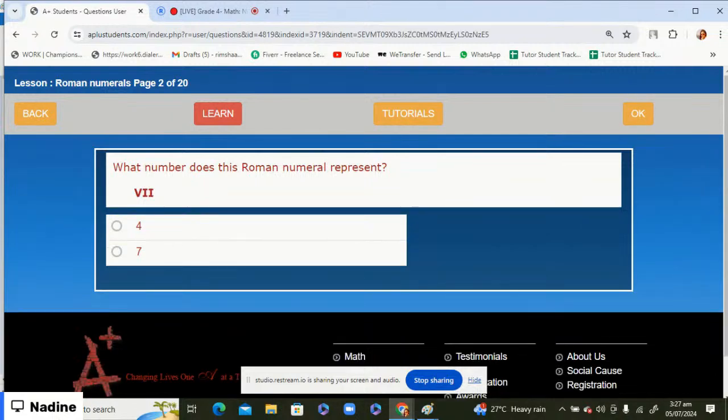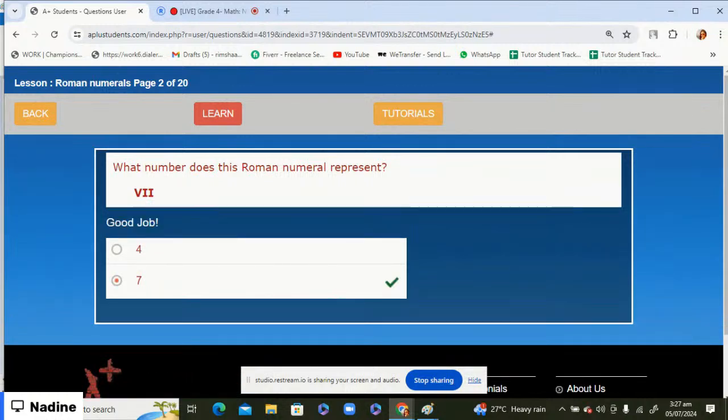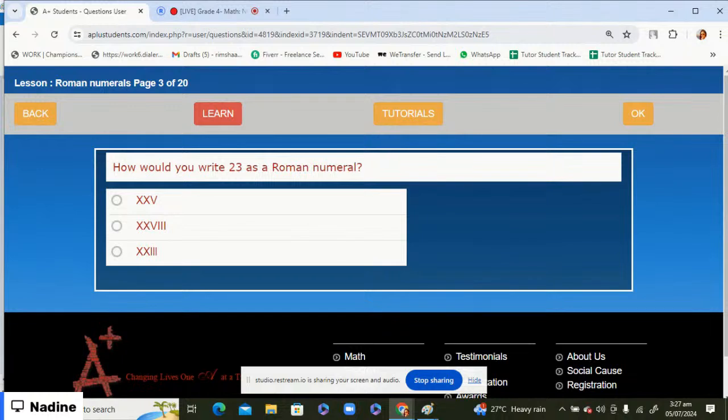Okay. Now here, what is it? V represents 5, and there are two lines that represent 2. So 5 plus 2 is 7. Now for this question, how do you write 23 as a Roman numeral? So let's write 23.